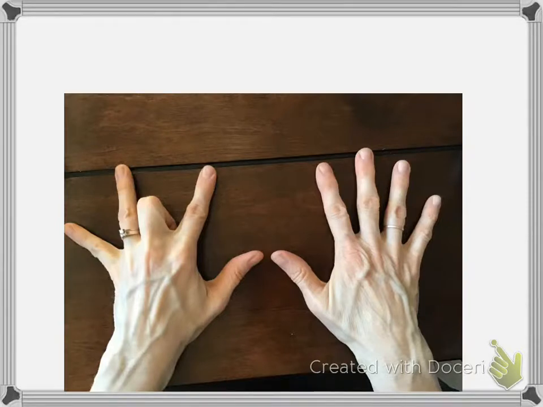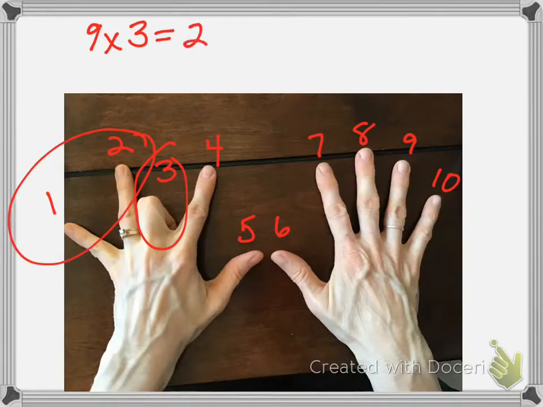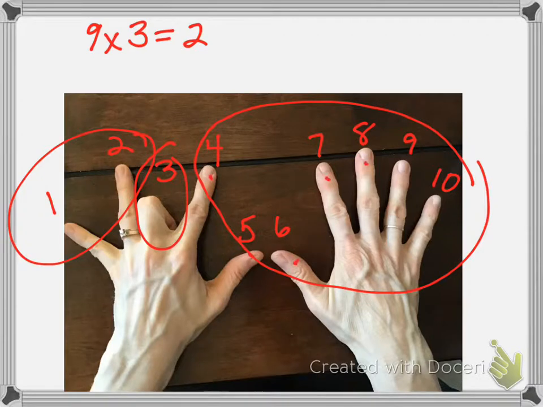If you use your fingers, and this is finger 1, 2, 3, 4, 5, 6, 7, 8, 9, and 10. Okay, if those are our fingers. If we are doing 9 times 3, here's the 3, I bend down the third finger. So 1, 2, 3, I bend it down. And now look, how many fingers are on this side? 2. How many fingers are left on this side? 1, 2, 3, 4, 5, 6, 7. And 9 times 3 is 27.